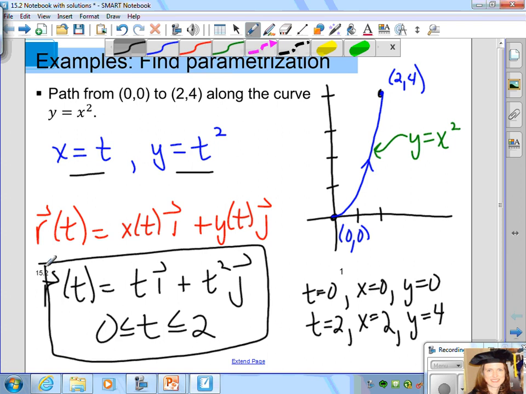Okay, this is our parametrization for the path. Again, this is not unique, meaning there are many, many ways of finding a parametrization that would result in the same path. The difference would have to be adjusted in your time interval and how you define your parameters.